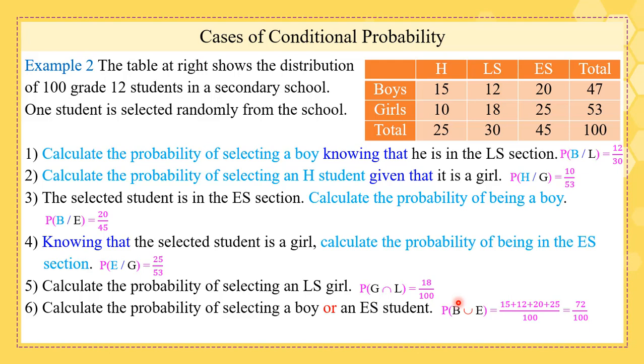Now what is the probability of B union E? We select all the boys, which are 15, 12, 20, and then we select all the ES students, which are 20 and 25, but pay attention, try to show the common students only once. So this would be 15, 12, 20 from B, and the 25 is added from E without adding 20 another time, so it would be 72 over 100.